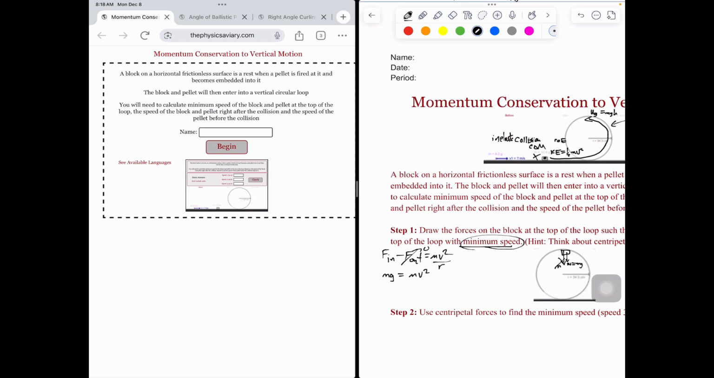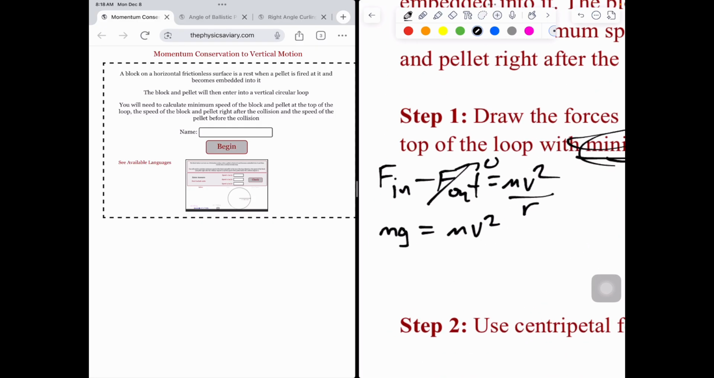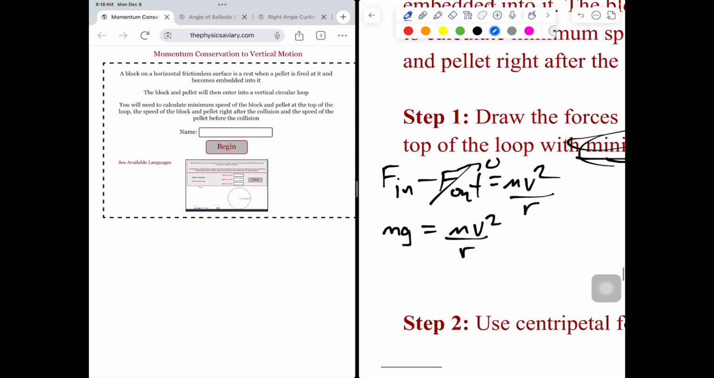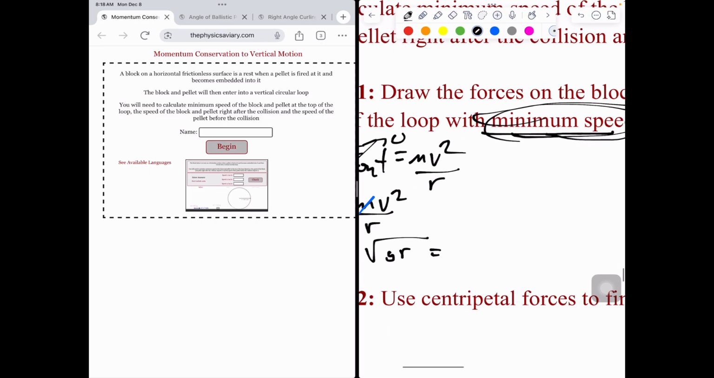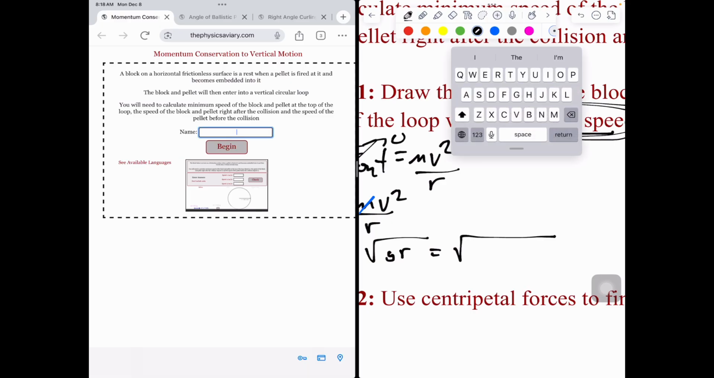So we're going to solve that for the minimum speed. You can see the masses are going to cancel, multiply by r square root, and the minimum speed, V min, is going to be the square root of g times r. Let's go ahead and find that. Okay, now, don't assume g is going to be 9.8, okay? Don't assume that.